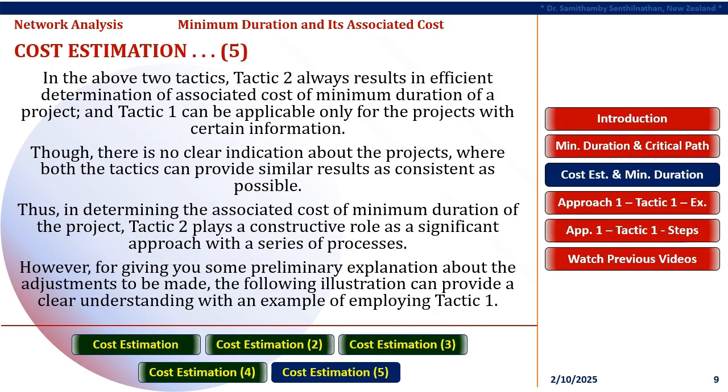In the above two tactics, Tactic 2 always results in efficient determination of associated cost of minimum duration of a project, and Tactic 1 can be applicable only for the projects with certain information. Though there is no clear indication about the projects, where both the tactics can provide similar results as consistent as possible. Thus, in determining the associated cost of minimum duration of the project, Tactic 2 plays a constructive role as a significant approach with a series of processes. However, for giving you some preliminary explanation about the adjustments to be made, the following illustration can provide a clear understanding with an example of employing Tactic 1.